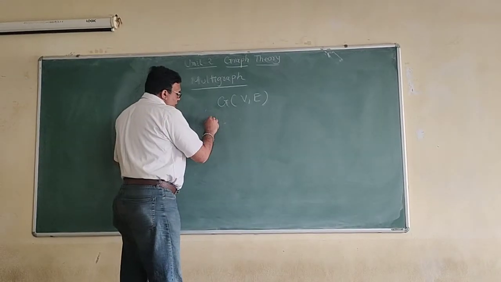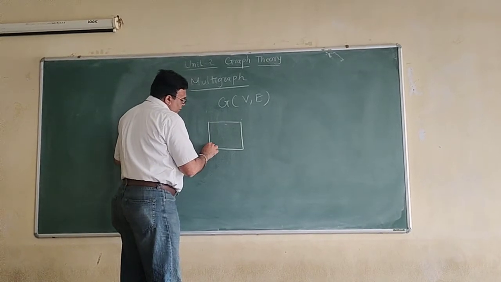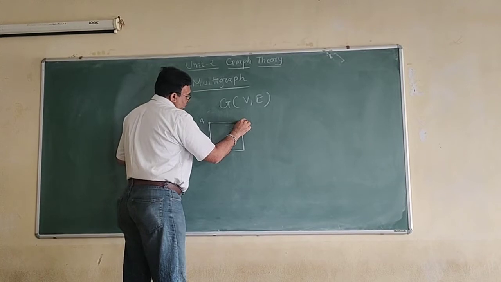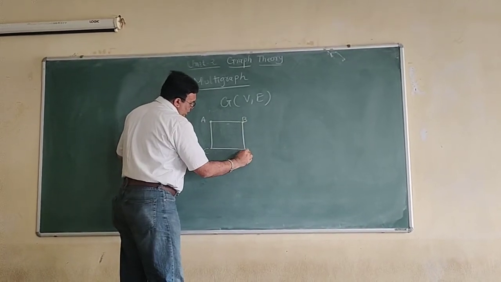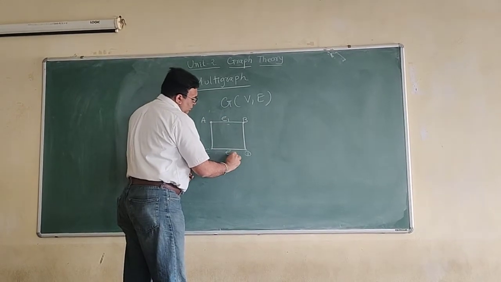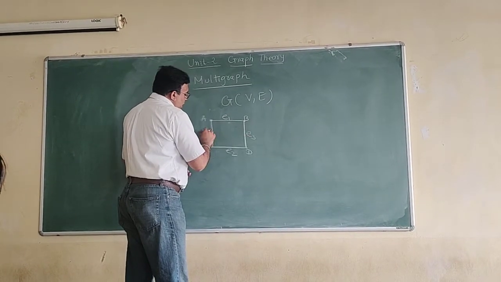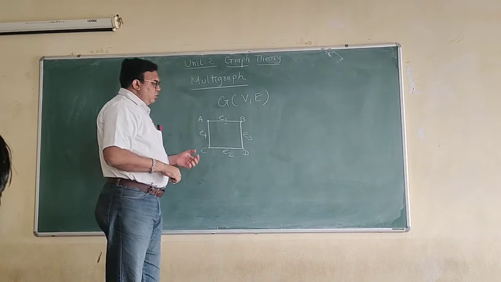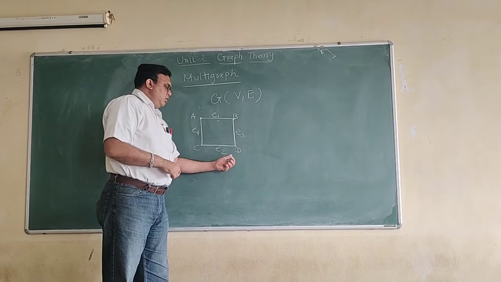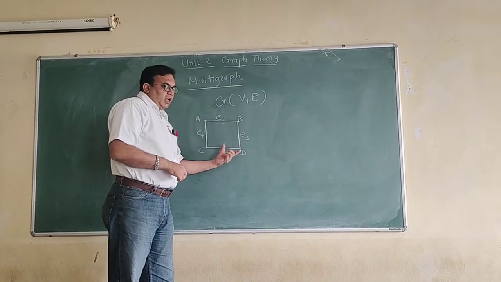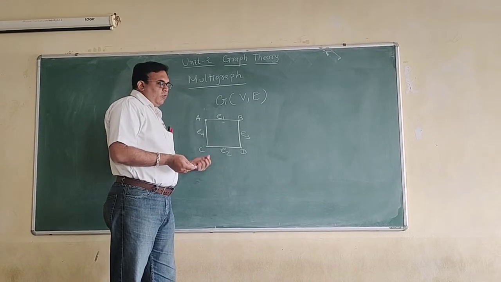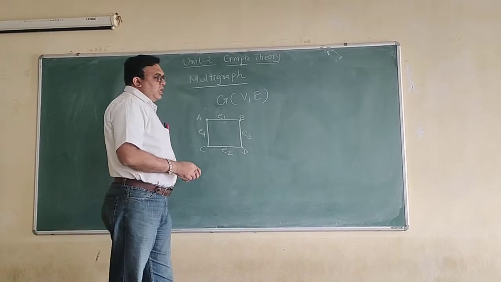So first I draw a graph, that is A, B, C and D, with edges E1, E2, E3, E4. So in this graph, I have 4 vertices A, B, C and D. And in this graph, I have 4 edges E1, E2, E3 and E4.